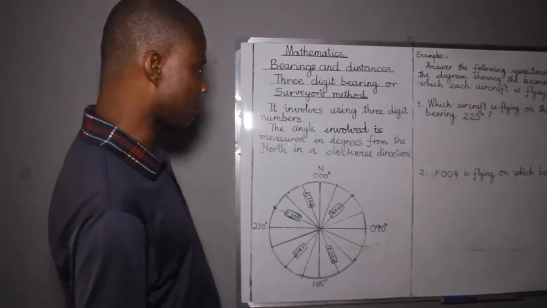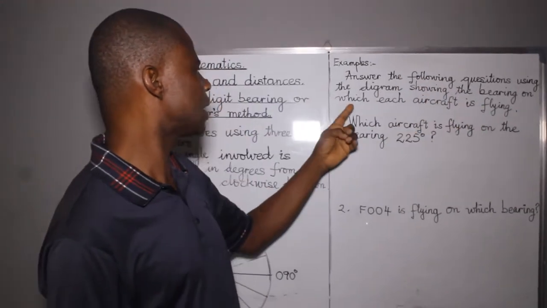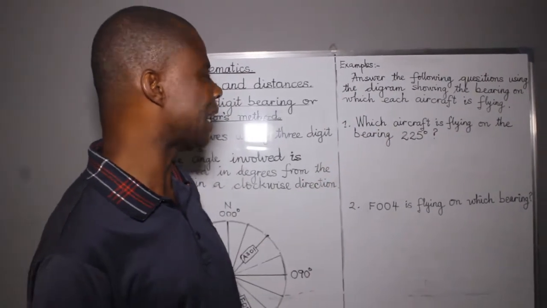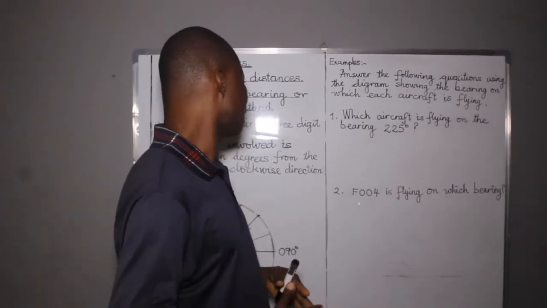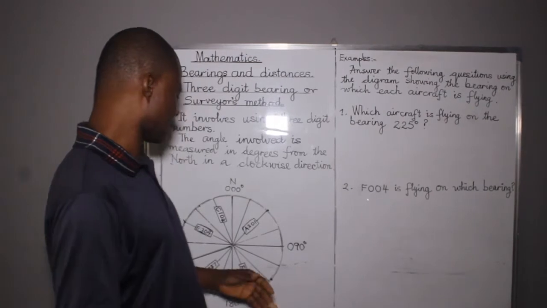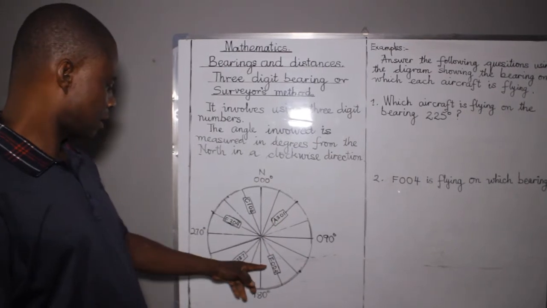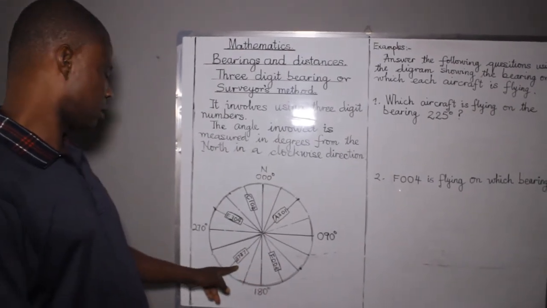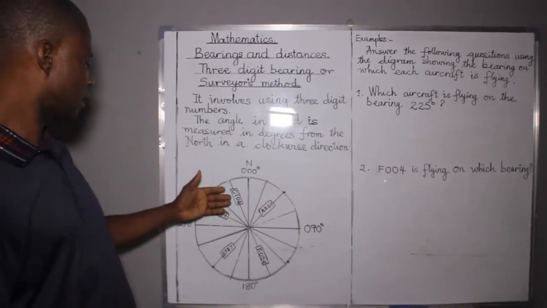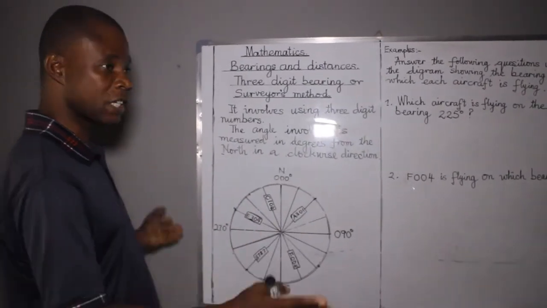Let's take a look at the example. The example says, answer the following questions using the diagram showing the bearings on which each aircraft is flying. We have aircraft taking off and following different bearings into different directions, which is what we have here. These are the aircraft: A301, F004, B737, E307, and we have C105. These are the various aircraft going on different bearings.